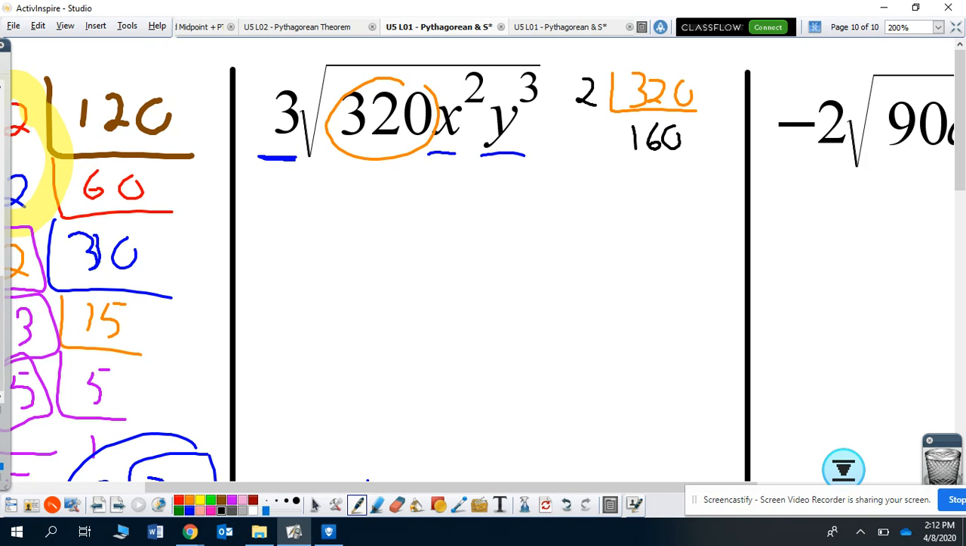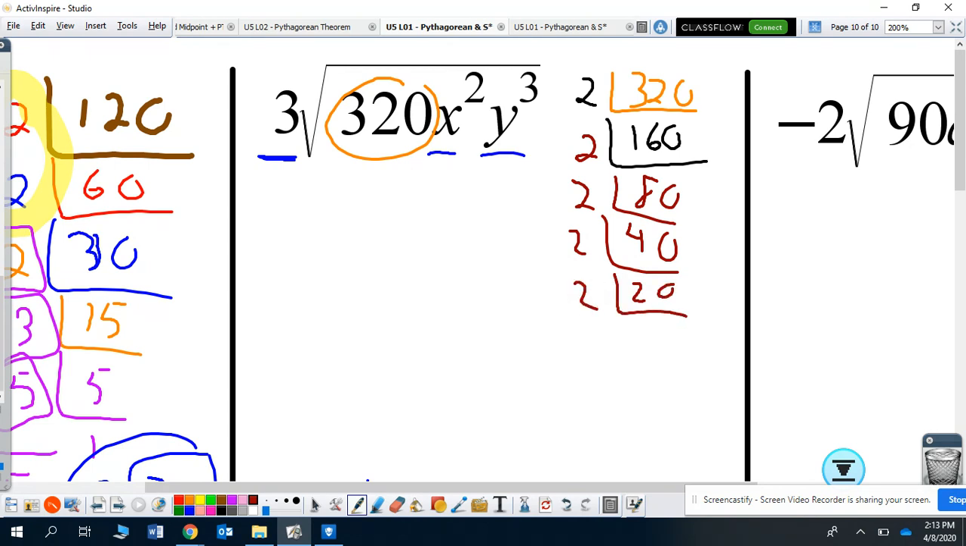All right, again, put that in the rung of the ladder. Divide by 2 again, we're left with 80. Divide by 2 again, we're left with 40. Divide by 2 again, we're left with 20. Divide by 2 again, we're left with 10. Divide by 2 again, we're left with 5. Divide by 5, because the only number that goes into 5 is 5. So we're left with 1. So we're finally done with our ladder.